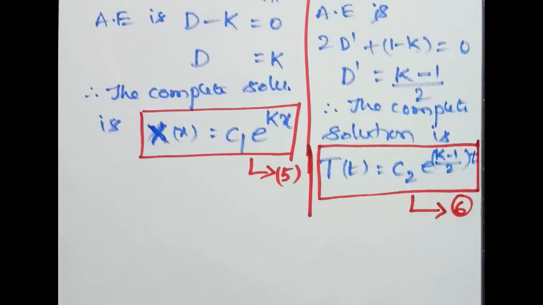Now substituting 5 and 6 in equation number 3, that is our trial solution.